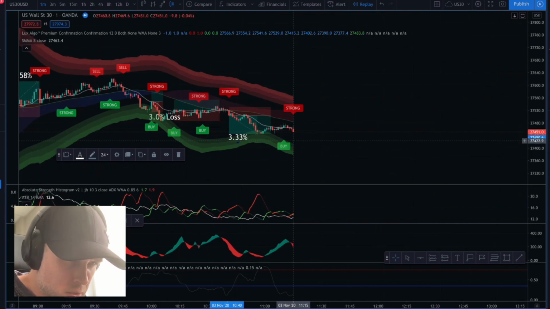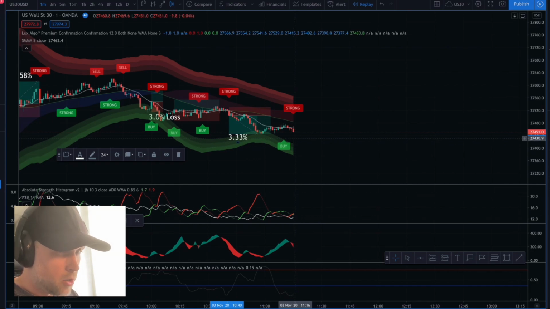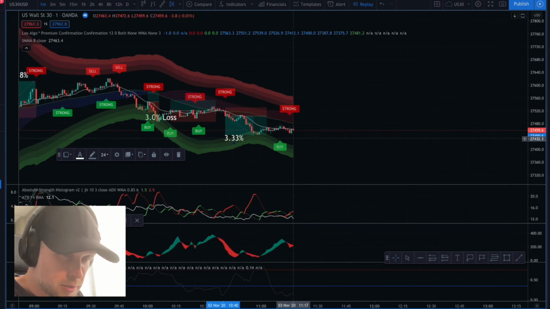Here's a strong signal from Lux. Volatility is really low, and this is a continuation. One could take this, but no, you know what? I've got strength in the bulls still. You can see that little tiny green sliver. That's strength in the bulls, so I'm not going to enter the market there.